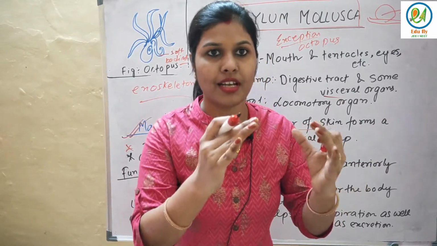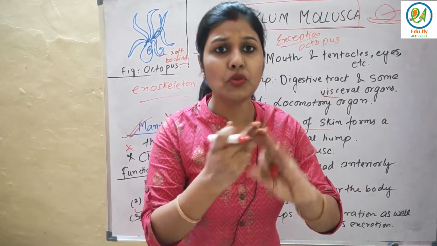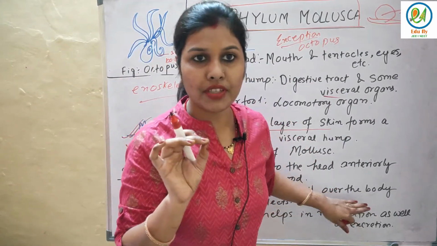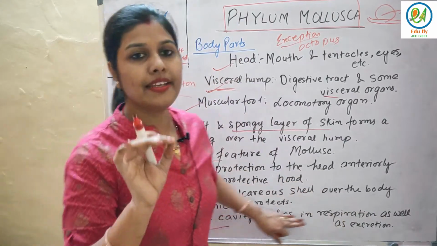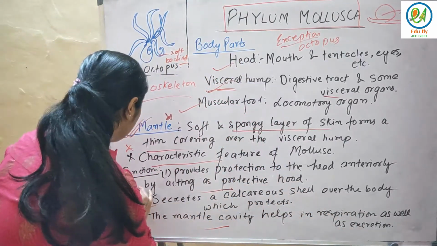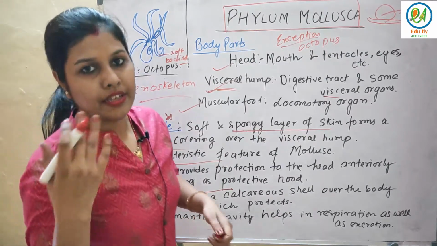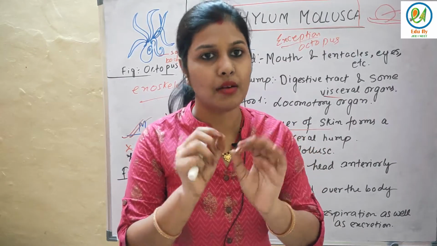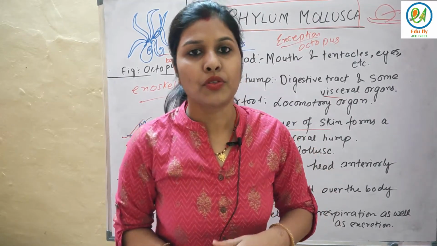Three functions are there. Very easy to remember. First, it protects the anterior head. Second, it secretes the calcareous shell over the body. Third, it helps in respiration and excretion. Very important and very easy to remember. Just revise my notes. I'm explaining it very easily. Each and every term I'll make you understand. Fine. So now let's see next.